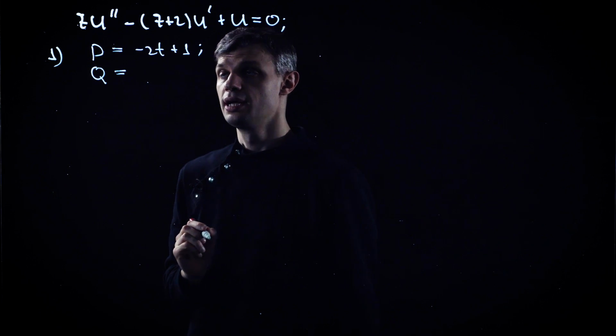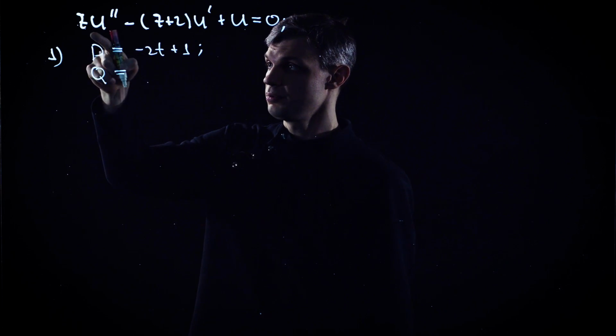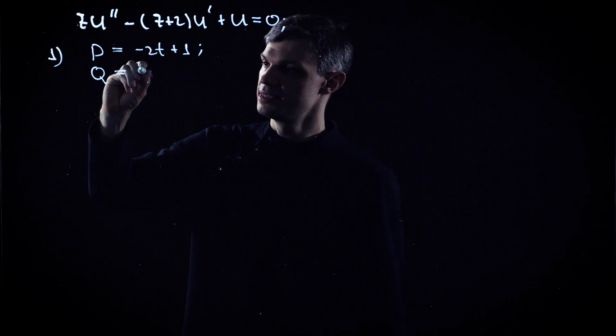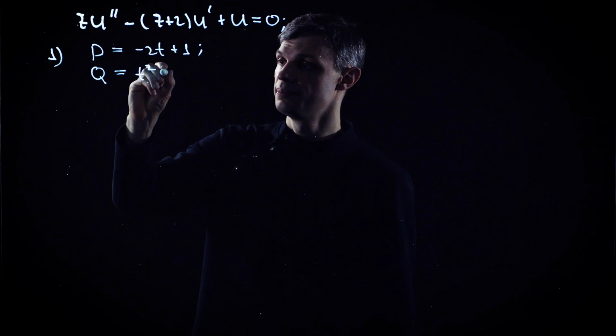Now the Q polynomial. It is composed of the coefficients which contain z. So this one, which is 1, is t squared. And plus this one. This coefficient is -1, so it's -t.